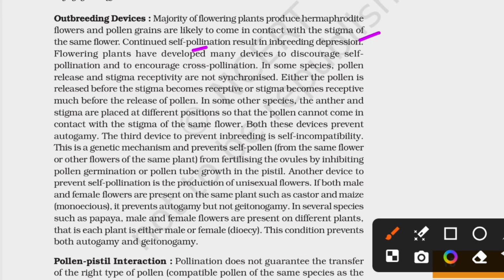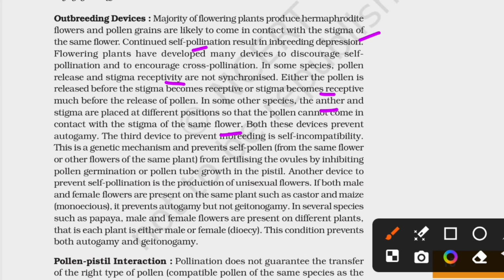In some species, pollen release and stigma receptivity are not synchronized. Either the pollen is released before the stigma becomes receptive, or the stigma becomes receptive much before the release of pollen. In some other species, the anther and stigma are placed at different positions so that the pollen cannot come in contact with the stigma of the same flower. Both these devices prevent autogamy.